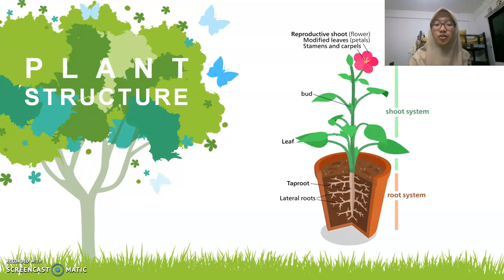This is a plant structure. This is a part of the root system. There is taproot and lateral root. Then this is a part of the shoot system. There is leaf, bud, reproductive shoot or flower, modified leaves or petal, and stamen and carpels.